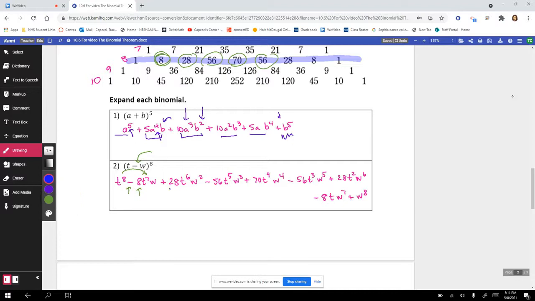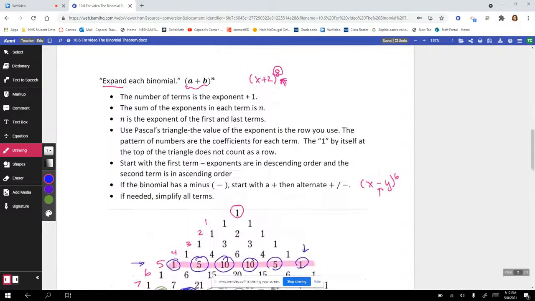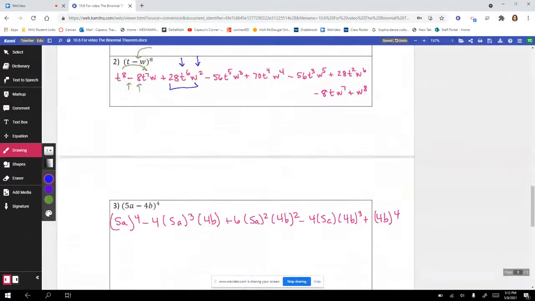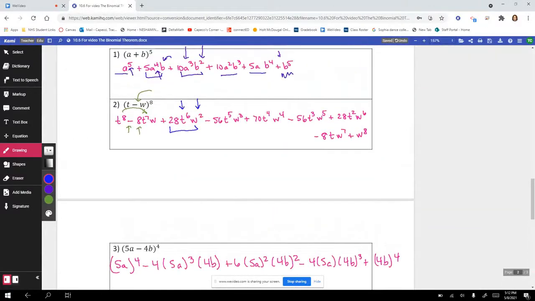Okay. Now my next term is going to be a plus. I use my 28. Again, t goes to the 6th, while w climbs to the 2nd. I add them together, I get 8, and so on from there. Now, one other thing to notice is that our first and last terms, we said in our rules, the exponent of the first and last term is going to be that power. So my first power is t to the 8th there, and my last power is w to the 8th. So we also took care of that rule as well.